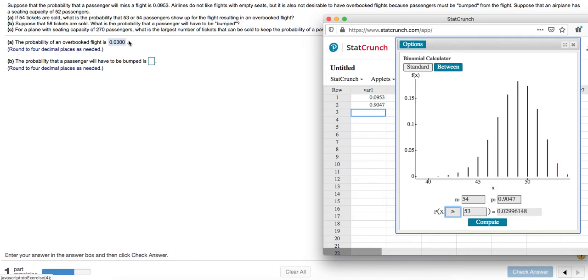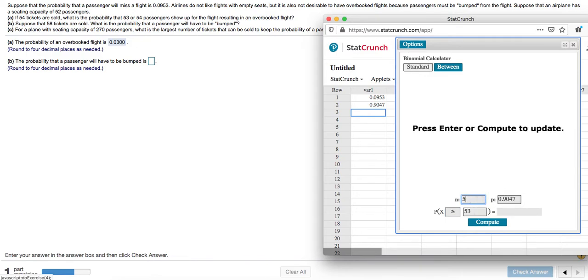But then it's like, well, wait a second. Maybe we could go a little bit higher. Maybe we could go up to 58 tickets for this flight. Maybe that won't increase this probability very much. We can also just go back to StatCrunch to answer this question. I'm not going to change this probability because we're talking about the number of people who show up, but I am going to change this 54 to 58 because that's the number of tickets that are sold.